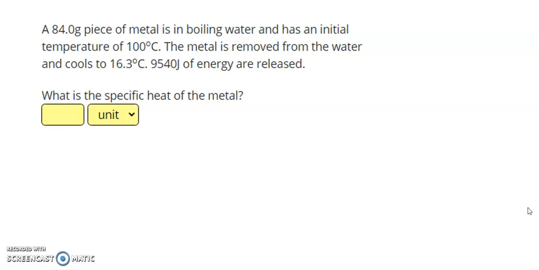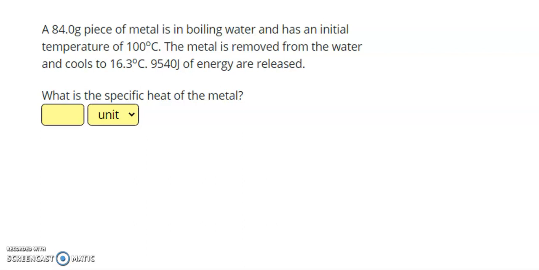This is the example problem for complete problems 1, specific heat, in Unit 2. This problem says an 84-gram piece of metal is in boiling water and has an initial temperature of 100 degrees Celsius. The metal is removed from the water and cools to 16.3 degrees Celsius. 9540 joules of energy are released. It asks, what is the specific heat of the metal?